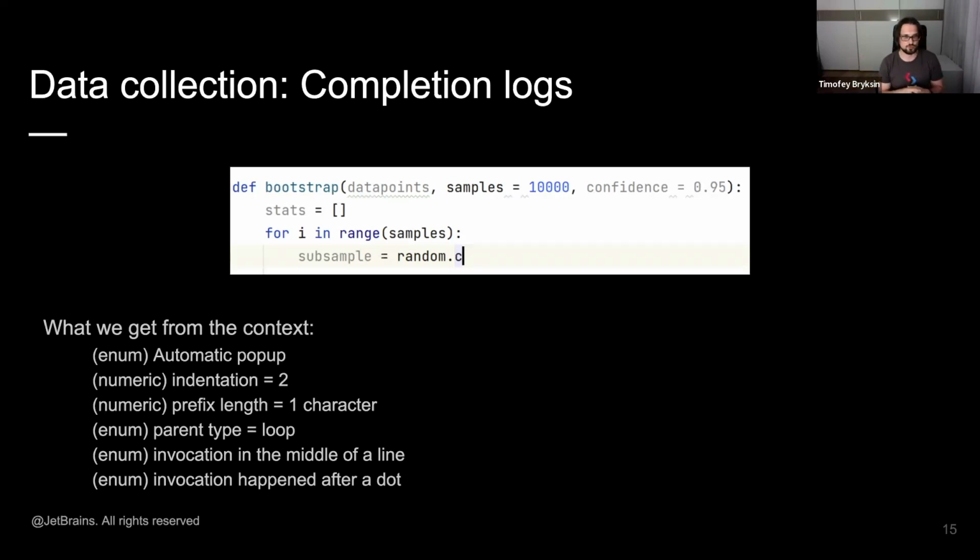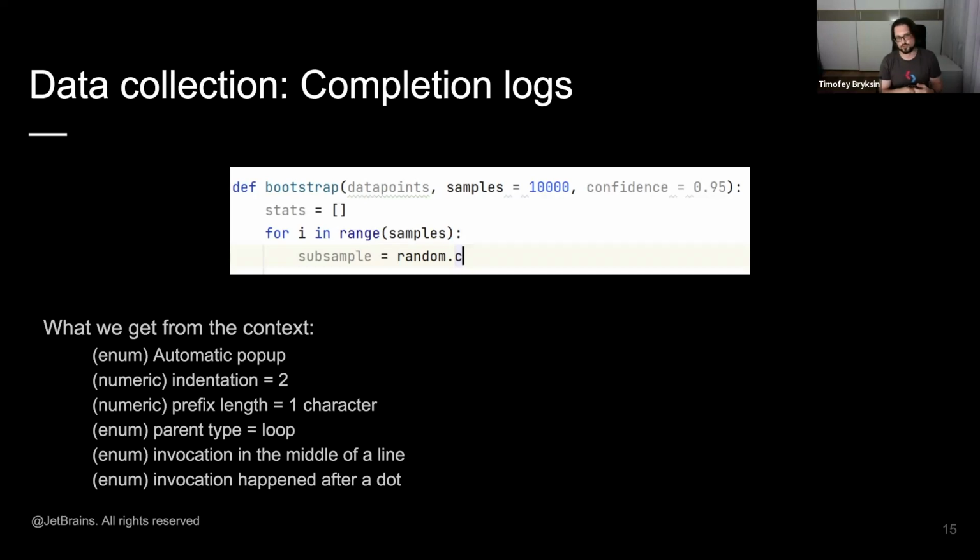The pop-up is invoked automatically, for example, as opposed to pressing command space or control space. This is an enumeration value. The indentation level is 2, which is critical for Python, but it could be important for other languages as well, and it is a number. The prefix length is 1 character. Again, the number, not the character itself. The parent type of the character location is a loop. The invocation happened in the middle of the line.